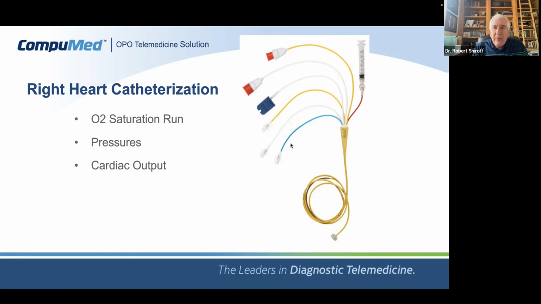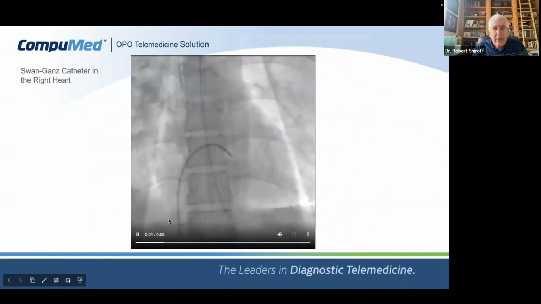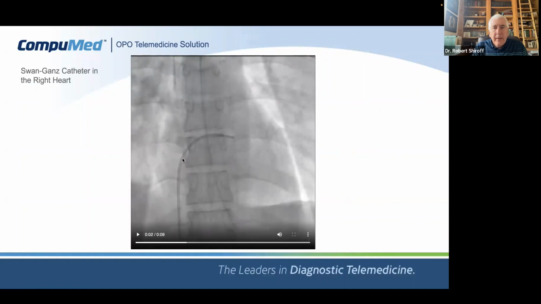So you at least have 4 or 5 ports minimum when you have these catheters, and it depends on what needs you have. So a right heart catheterization is done very simply by putting the catheter in, and let me show you a right heart catheter. This is a catheter there. The catheter at this point is coming up from the inferior vena cava into the right atrium, and it crosses the tricuspid valve into the right ventricle.